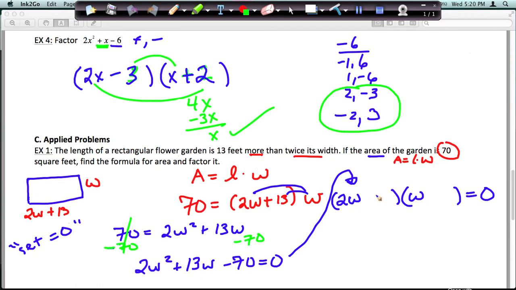I'm going to try the 10 and the 7. No idea if these are going to work. That's why we're trial and error. We're going to check. So let's check our outside and our inside terms and see what we get. So we get 14W and negative 10W, and that does not add to be what I needed, which is 13. So let's change this.